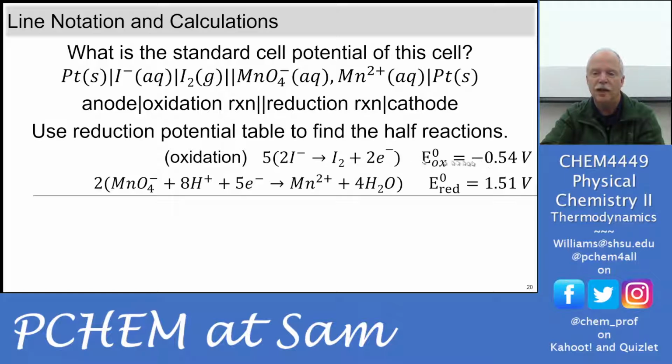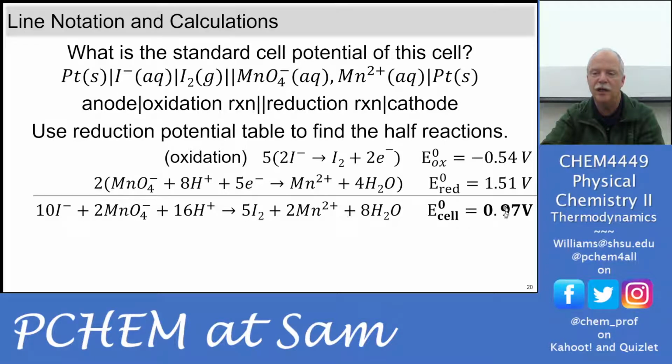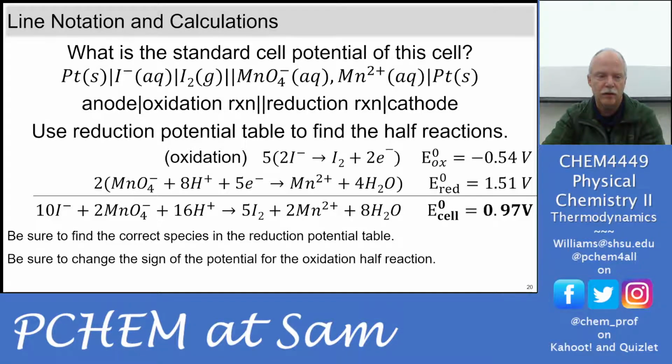And so I changed the sign on the oxidation, and so I have the negative 0.54, and I can add those together and get my potential. So here's my reaction. I had to multiply the top one by 5 and the bottom one by 2, and so it's a 10 electron cell. You got to find the correct species in the reduction table and be certain to change the sign of the oxidation half reaction. And don't multiply the potentials by anything.